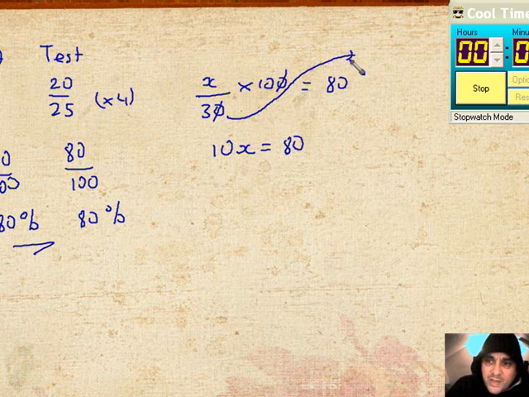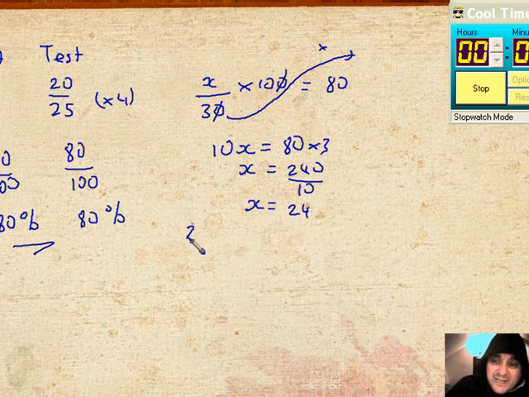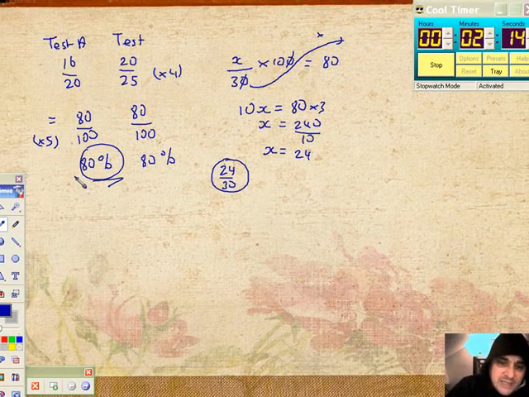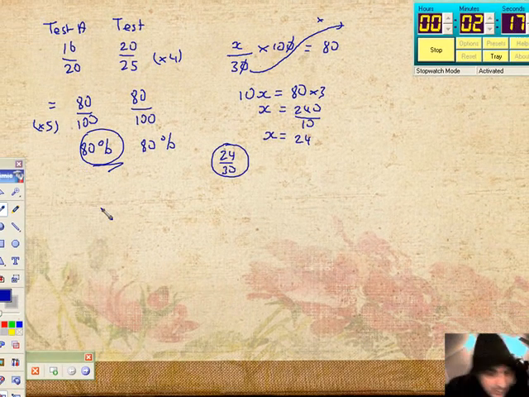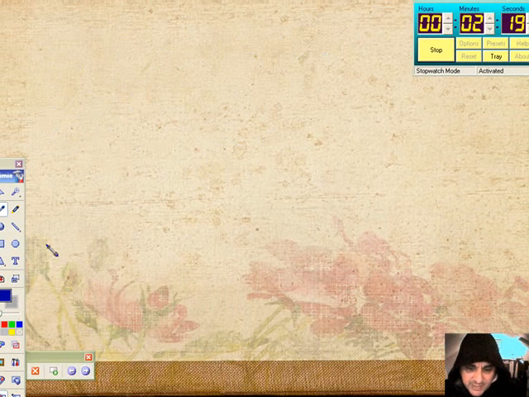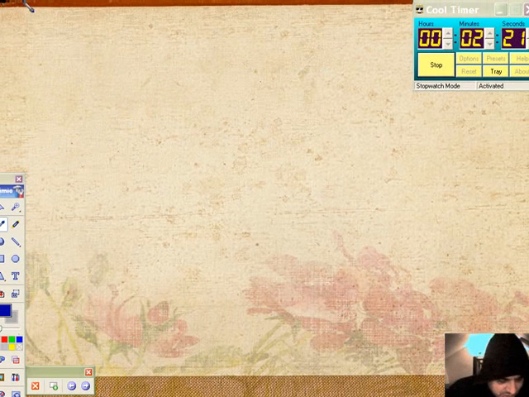Take the 3 over and multiply like that. 80 times 3, x equals 240, and then divide by the 10, and that will leave us with a mark of 24. So Darren needs to get 24 out of 30 in order to match the 80% he did in test A. Is that alright? Now let's zoom over to the next page and we'll do the next question.